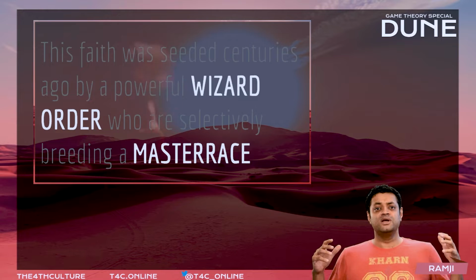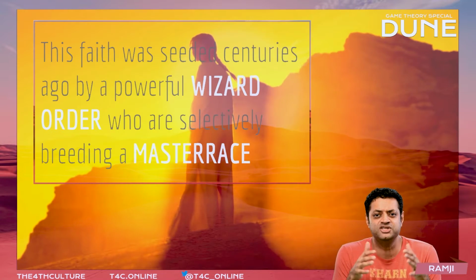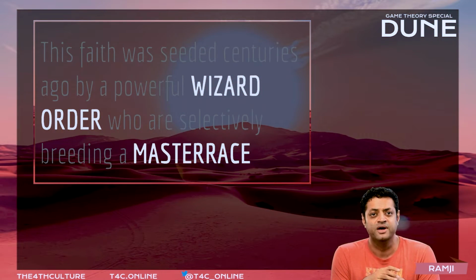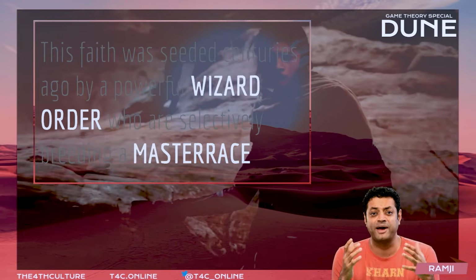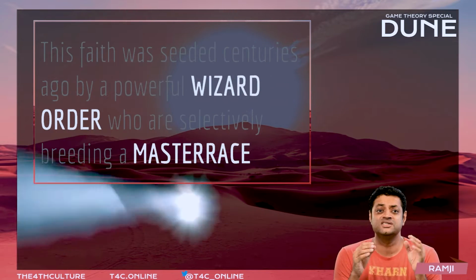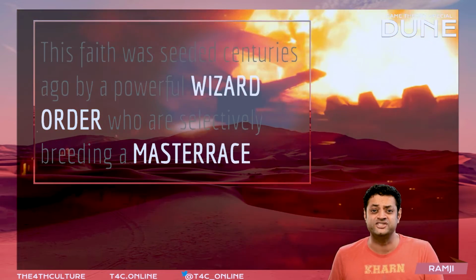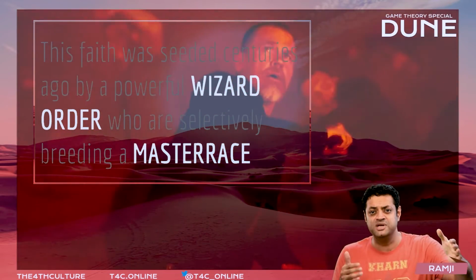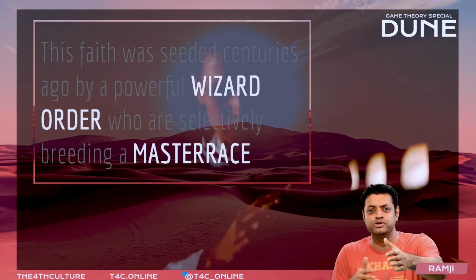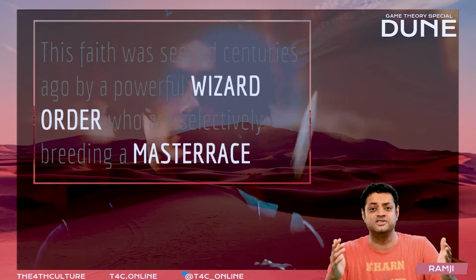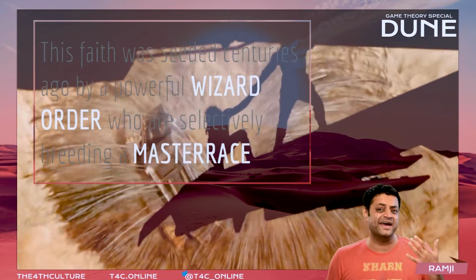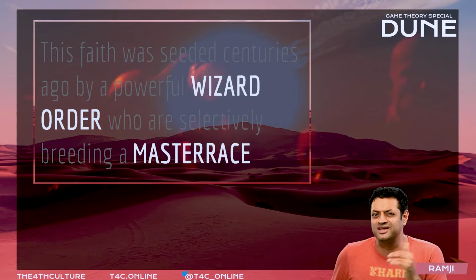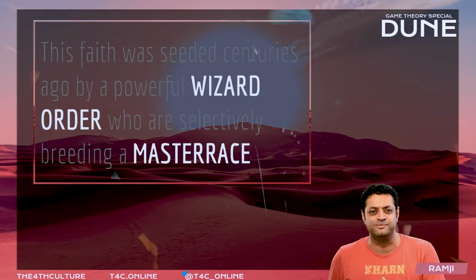So additionally, the faith, the religious context of the grumpy tribe was seeded centuries ago by a powerful wizard order who are selectively breeding a master race and are going out there trying to manipulate the various groups in the sort of multiverse in order to achieve their ends. No one really understands their ends, and they don't go out bragging about it to most people, but that's really the thing.